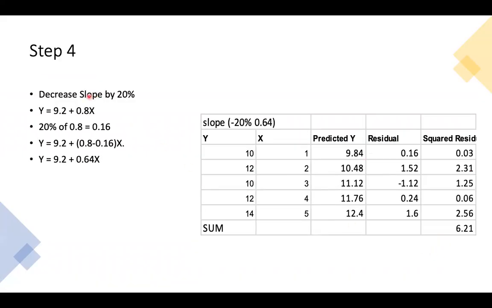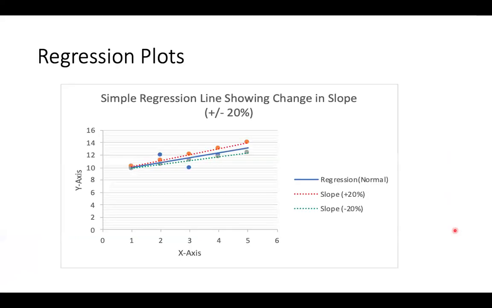Next is decreasing the slope by 20%. That will give 0.64. And the sum of squared residual after doing the necessary calculations is 6.21. And finally, this is the chart from the changes in the slope and the normal regression line that doesn't have any change to the slope.